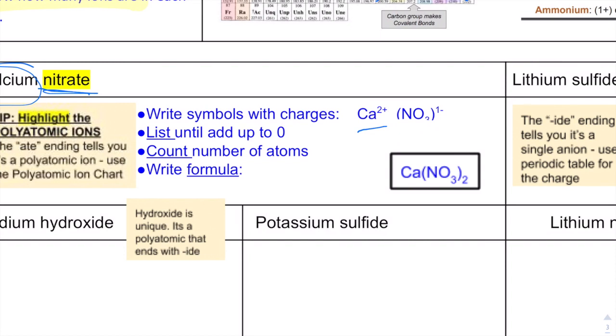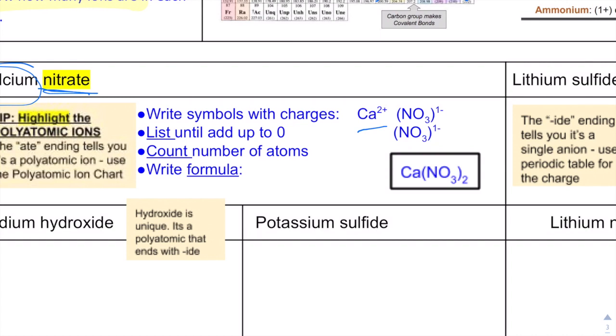And then you ask yourself, do they add up to 0? +2 and -1 do not add up to 0. They're not opposite and equal, right? So the one that I don't have enough of, it's more positive than there is negative, means I'm going to add another -1. So then I wrote another one. And now they do add up to 0. +2 plus -1 and -1 add up to 0.